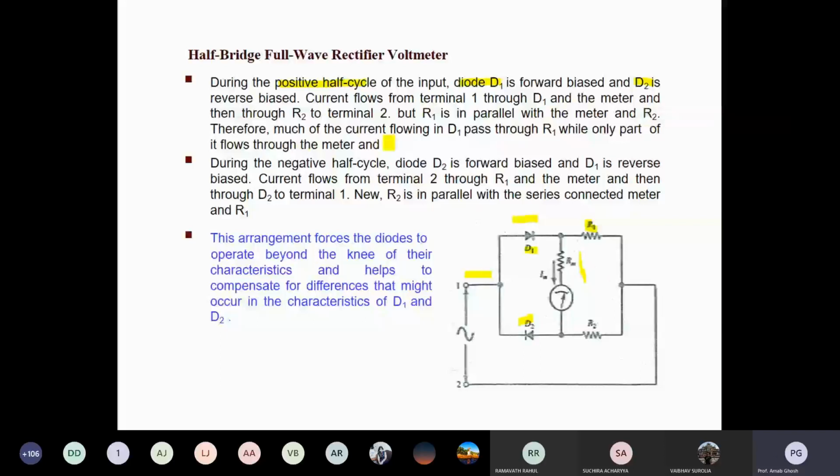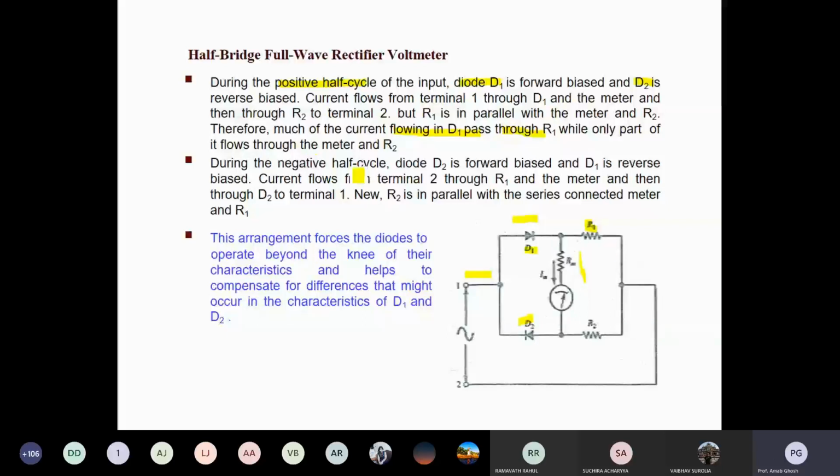Therefore, if much current is flowing, D1 passes it through R1. If much more current is there, the path will be like that, it is coming like that, and R1 also conducts. So there are two paths. The first path is coming through this direction, another path will be coming through that direction, when much more current is there.